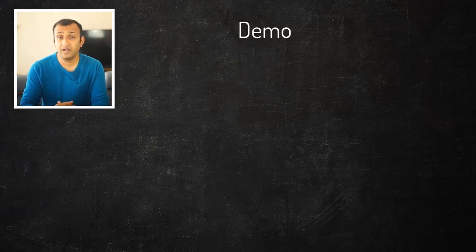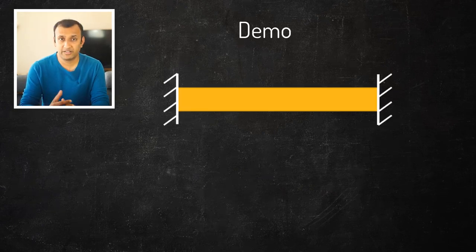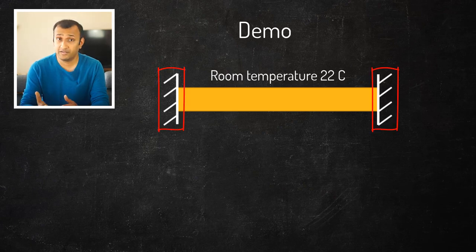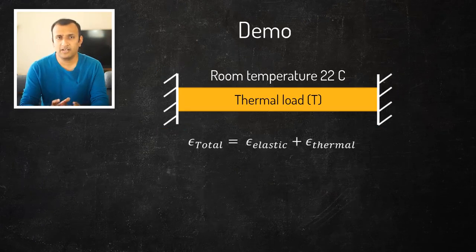In this example, we'll use a bar with square cross section constrained on both the ends and kept at a room or reference temperature of 22 degrees centigrade. We will subject this bar to thermal load, which will generate thermal stresses in the bar. Let's take a minute to understand this setup. The total strain developed in the part is equal to the sum of elastic and thermal strains. In the axial direction, since the bar is fully constrained, the total strain is 0 in all cases.